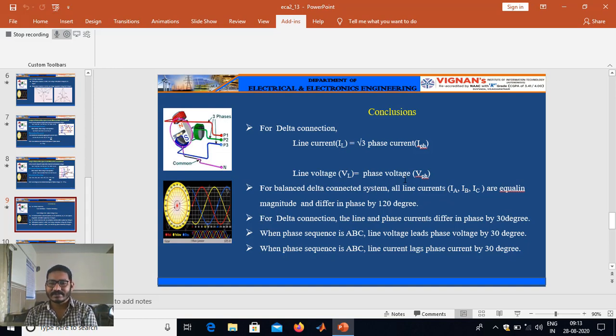Already just now explained: when the phase sequence is ABC, for star connection, line voltage leads phase voltage by 30 degrees. When the phase sequence is ABC, for delta connected load, line current lags phase current by 30 degrees. So for star connected load, voltages; for delta connected load, currents. Just remember, because for star connected load currents are the same, and for delta connected load voltages are the same.